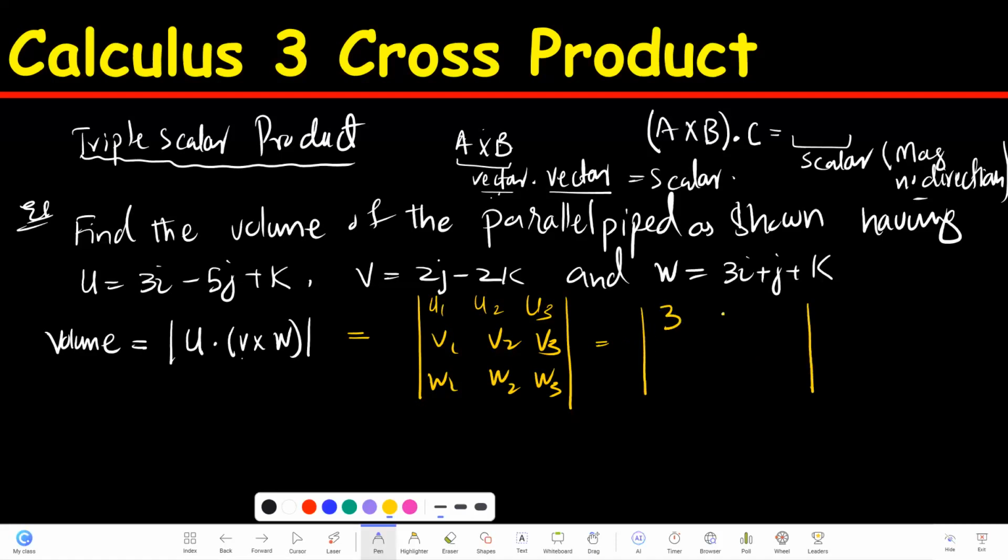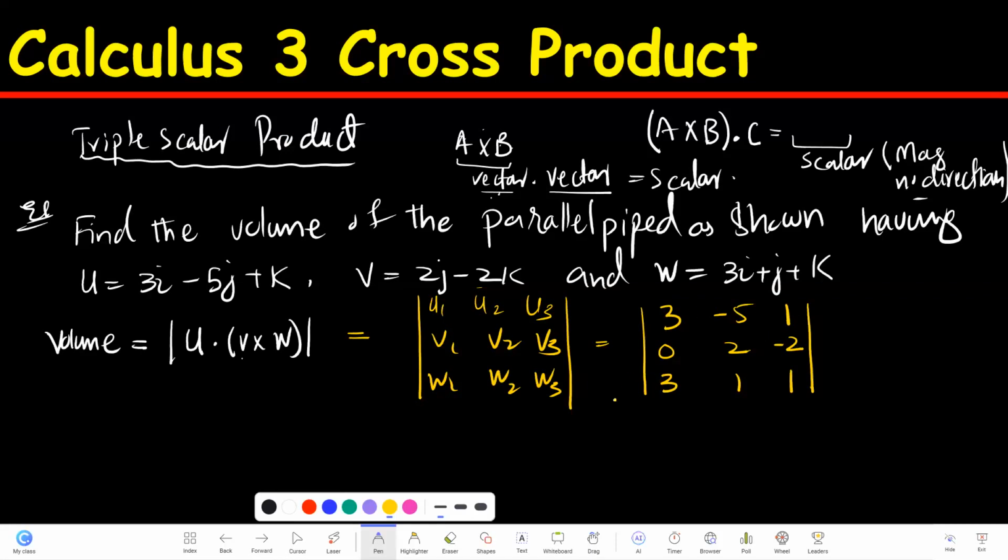3, minus 5, 1. 0, 2, minus 2. These are all the constants I'm just picking up from here. Now, W is going to be 3, 1, 1. Okay. If you remember, when we solve dot product, we just multiply variable by variable. When we solve cross product, we take the constants from the determinant method and use them.